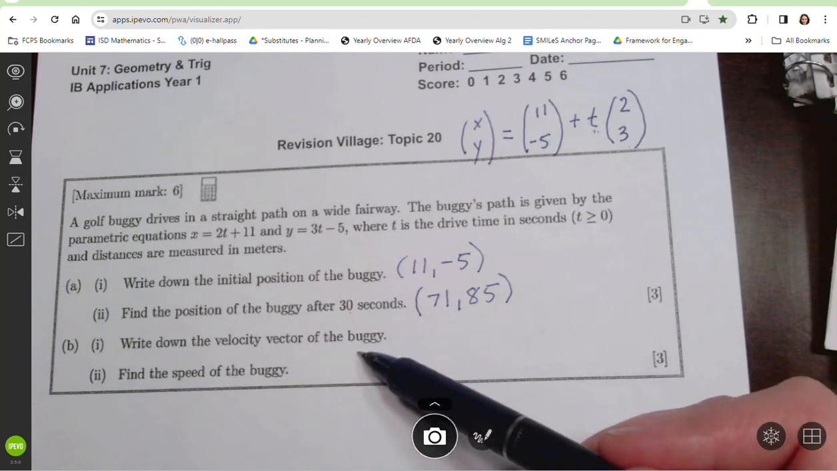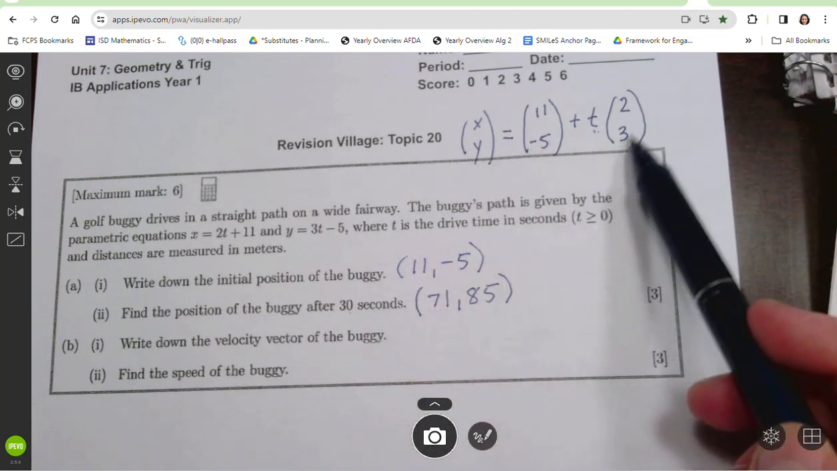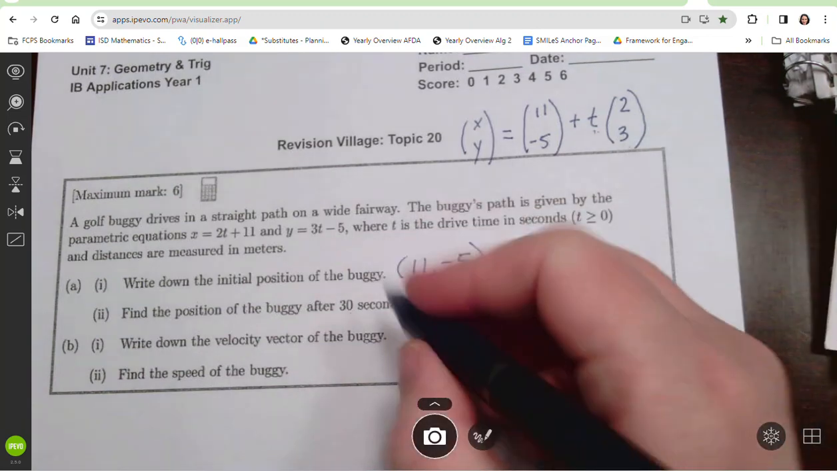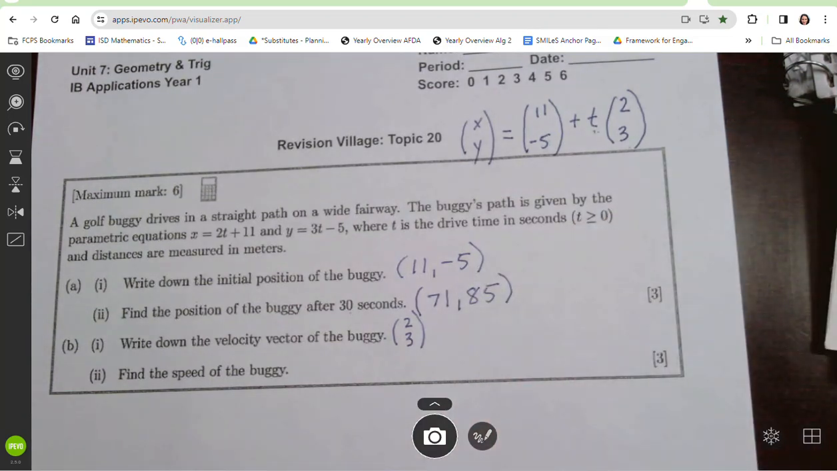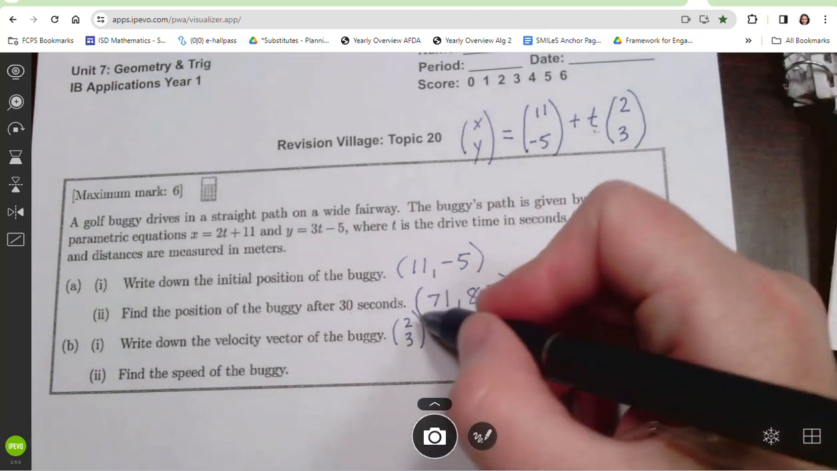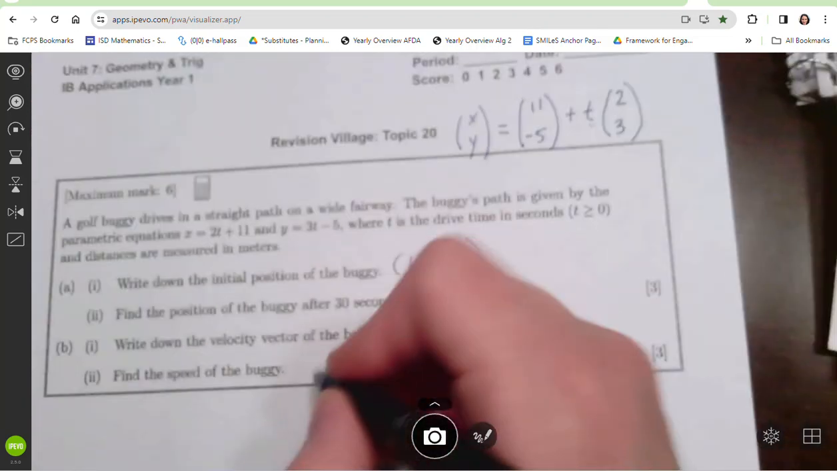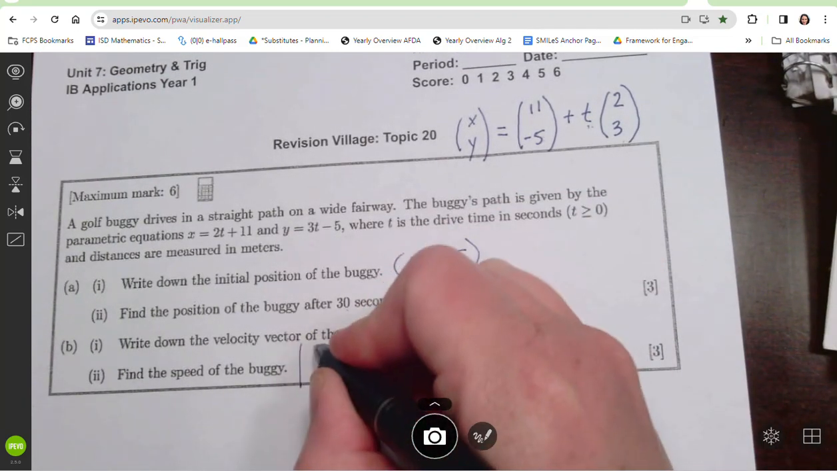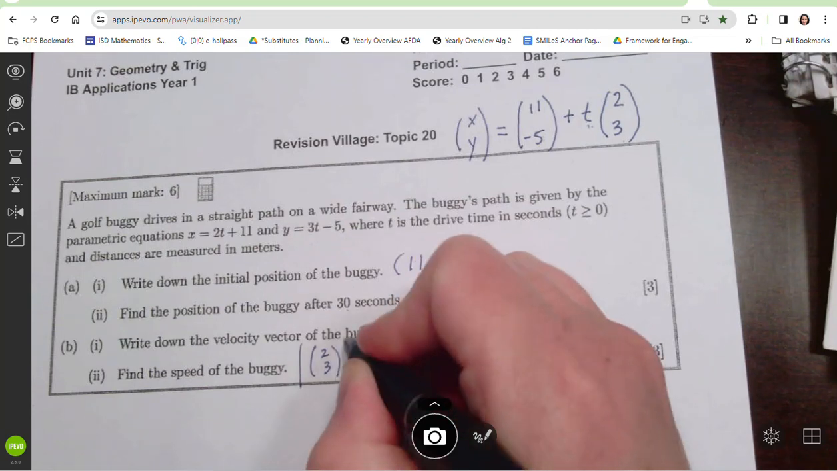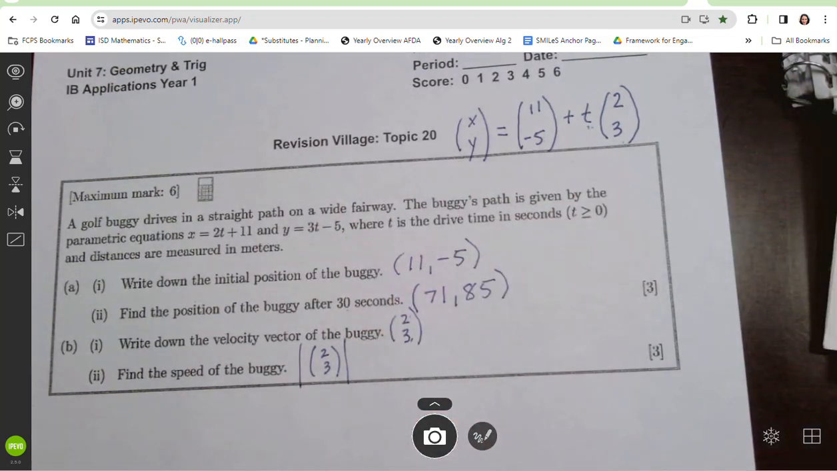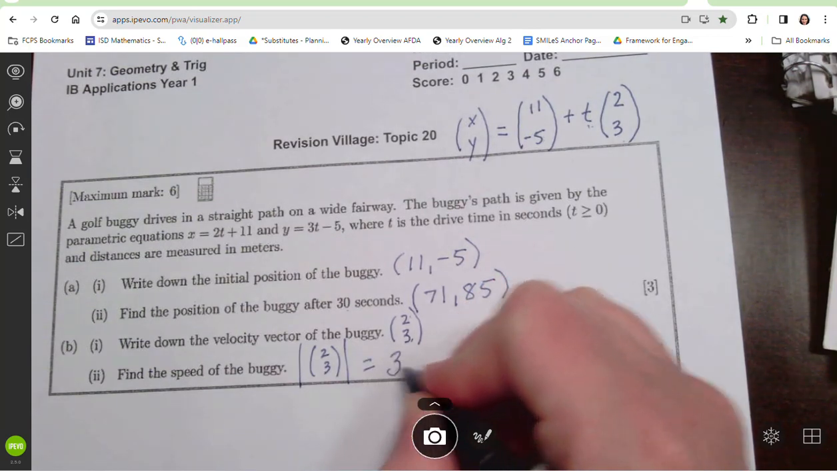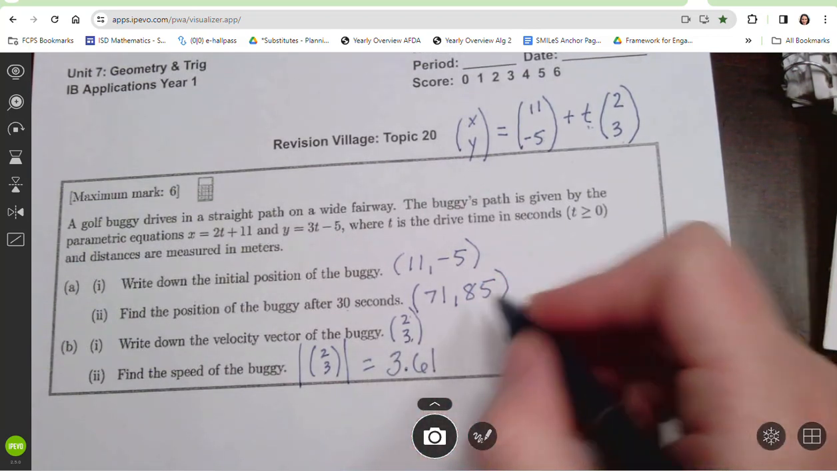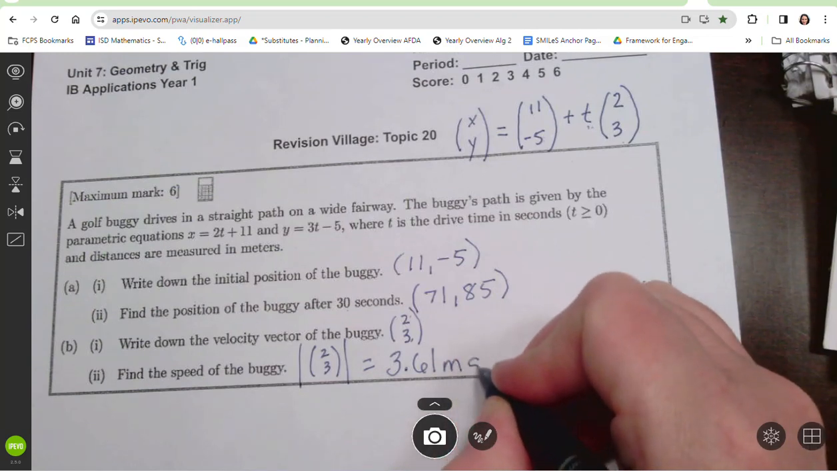The velocity vector of the buggy, once you've rewritten this, you can see right here, which is (2, 3). And then the speed of the buggy will be the magnitude of your velocity vector. So the magnitude of vector (2, 3). You'll need to show the steps to find the magnitude of this vector. But you should get the square root of 13, which to 3 sig figs is 3.61. And it's meters per second, and remember IB writes meters per second like this.